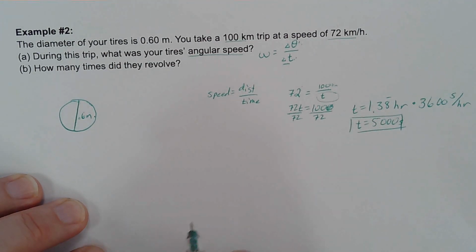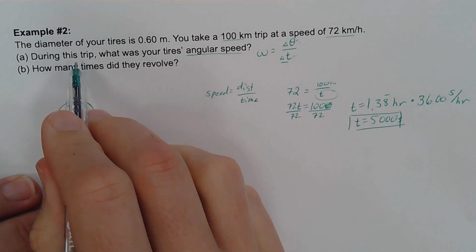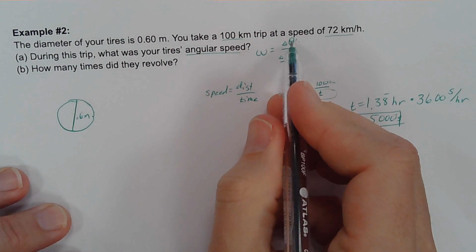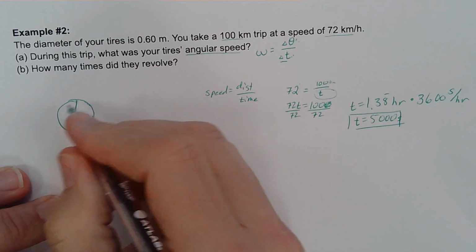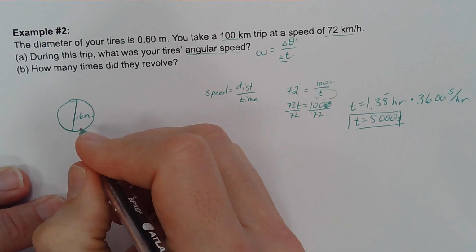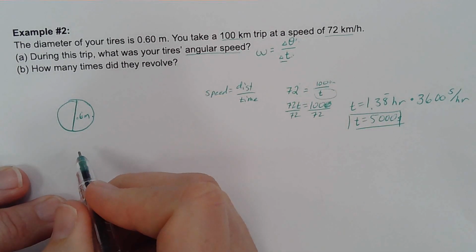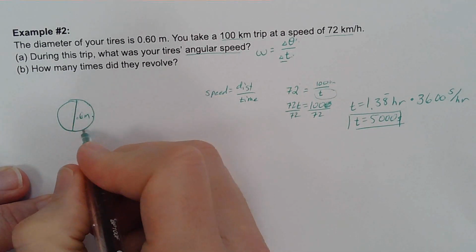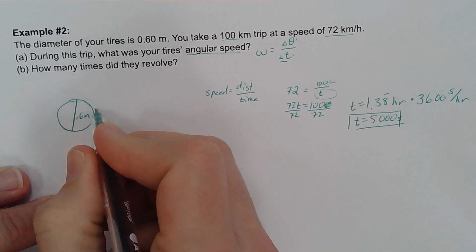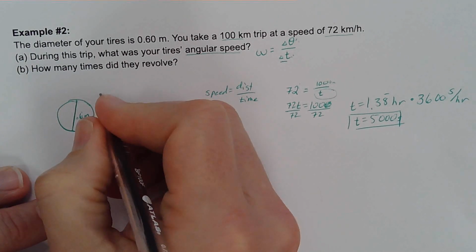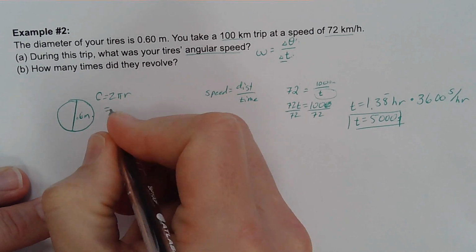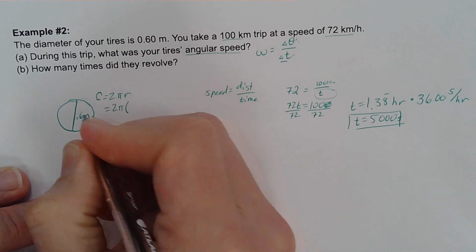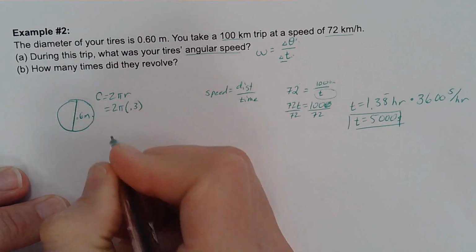All right. So we've got 5,000 seconds. Now, in order to get the angular speed, I now need the angular displacement, which is how many times the wheel has rotated around in order to go 100 kilometers. Well, I can get the circumference of my wheel. I can find out the distance around the wheel once by doing 2 pi r. And so I go 2 times pi times the radius, which is only 0.3.